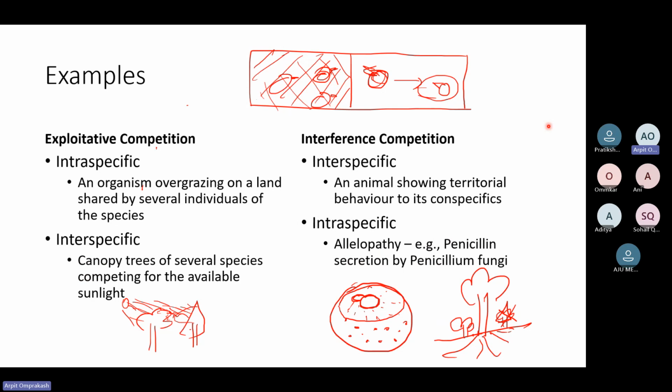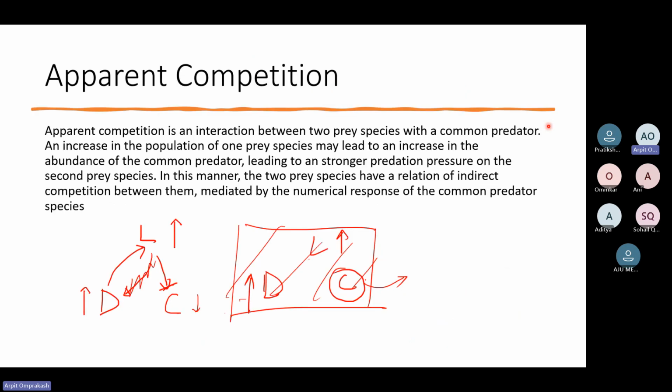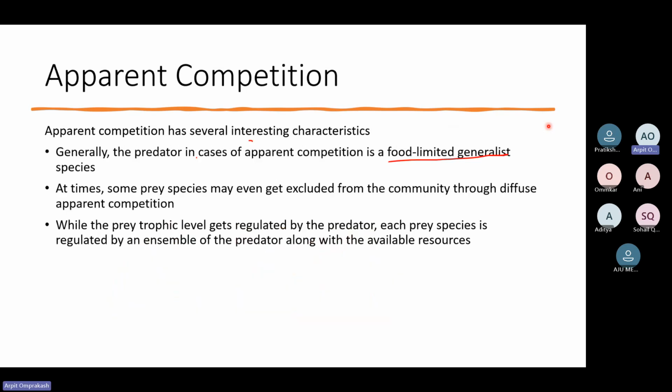Then, yes, we talked about some examples of all of these. We talked about what is apparent competition. Apparent competition is basically if two prey species have a common predator, an increase in the population of one prey species might lead to an increase in the population of the predator species, thus leading to a higher predation pressure on the second species, right? So this is basically apparent competition. They have this indirect competition between them, where the predation pressure is affected by the other prey of your predator.